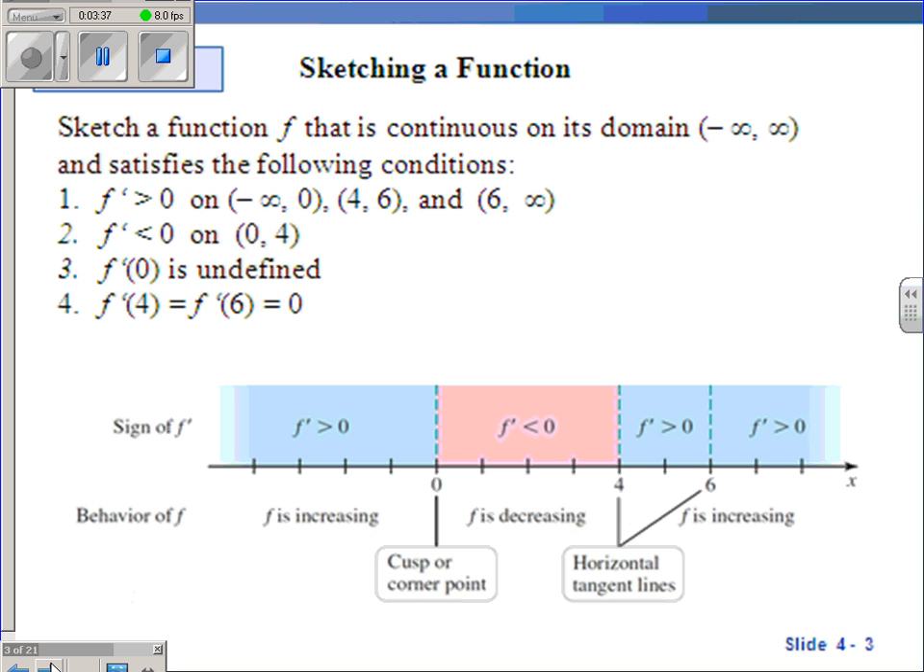Okay, so now let's see if we can sketch a function given that information. Let's suppose that a function f is continuous on its domain, which is minus infinity to infinity, and we're told that the derivative is positive from minus infinity to 0, 4 to 6, and 6 to infinity. We're also told that the derivative is negative on the interval from 0 to 4. What that tells me, the derivative being negative means that the function is decreasing there, and the derivative being positive in this first one means that the function is increasing.